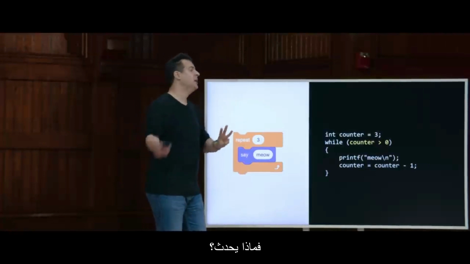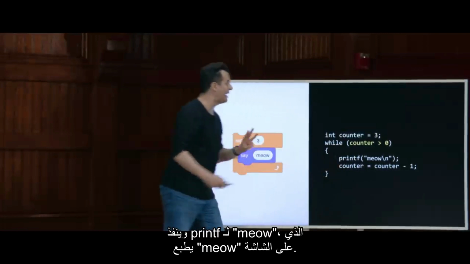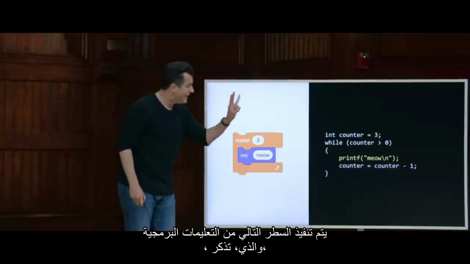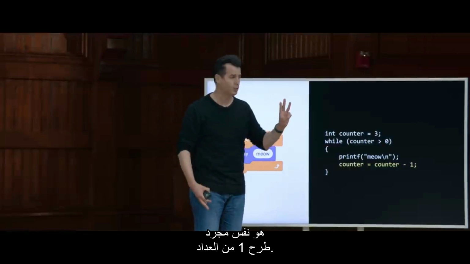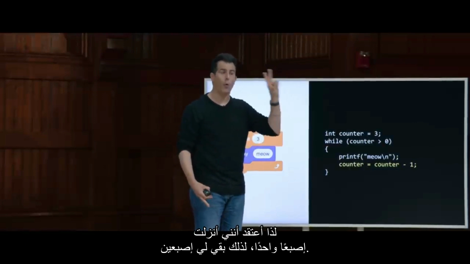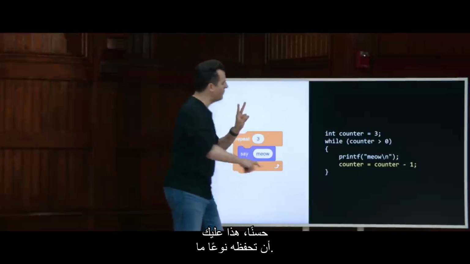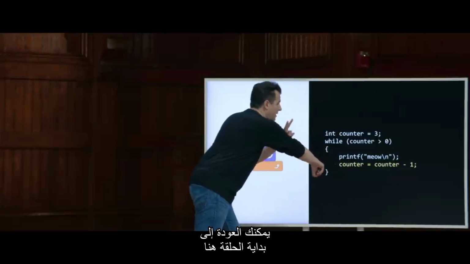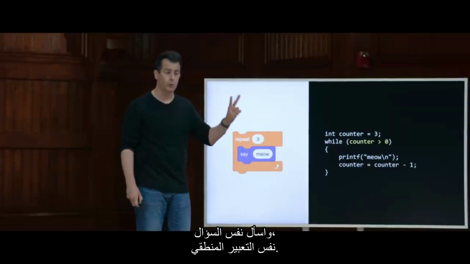So what happens? C goes inside of the curly braces per the indentation and executes printf of meow, which prints out a meow on the screen. The next line of code executes, which recall is the same as just subtracting 1 from counter. So I think I take down 1 finger, so I'm left with 2. And what happens next? Well, this you just kind of have to memorize. Once you get to the end of the inside of a loop, you go back to the beginning of the loop here and ask the same question, the same Boolean expression.